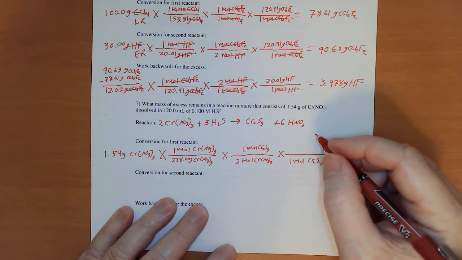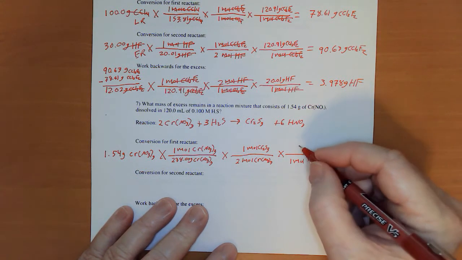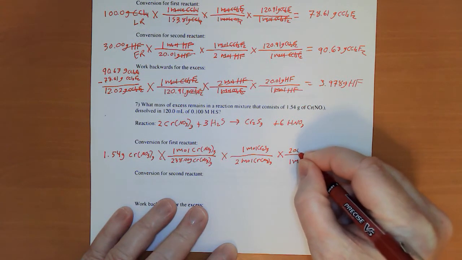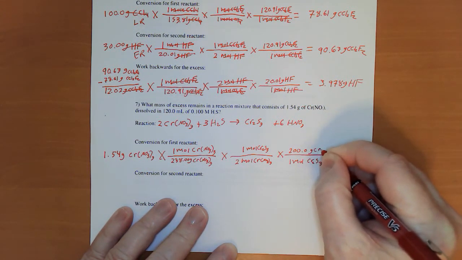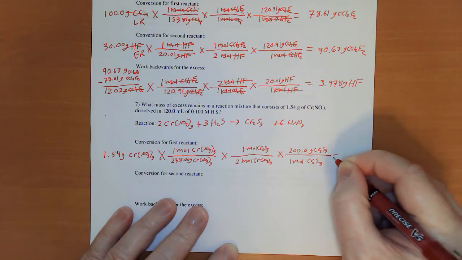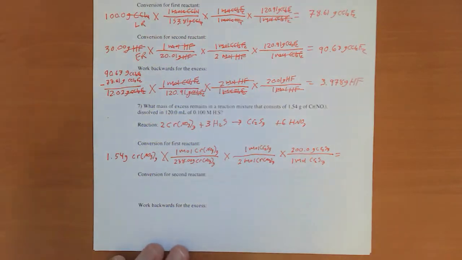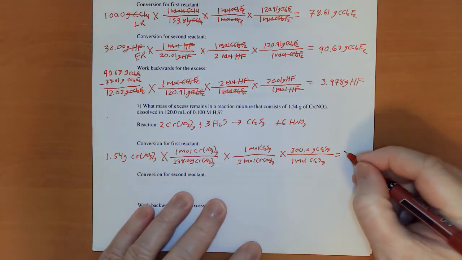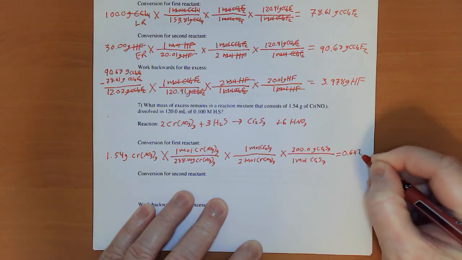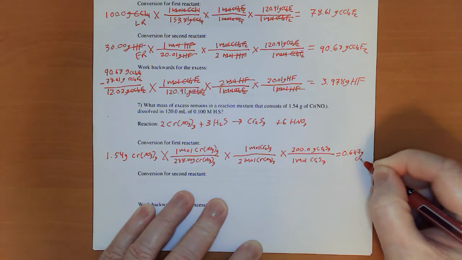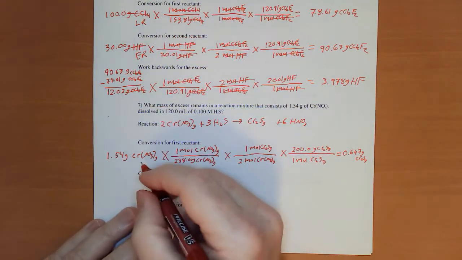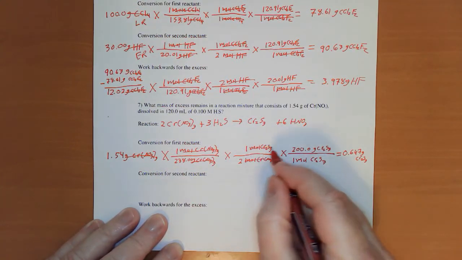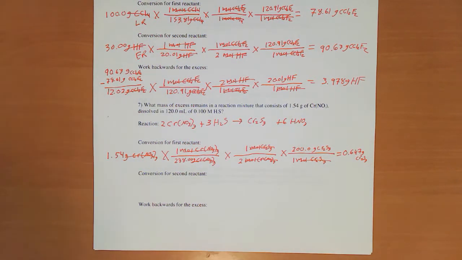Turns out to be on my periodic table 200.0 grams Cr2S3. If you broke out a periodic table and added it up with a few more sig figs, you'd probably get a better number. 0.647 grams Cr2S3. Those cancel. Those cancel. Those cancel. Okay?